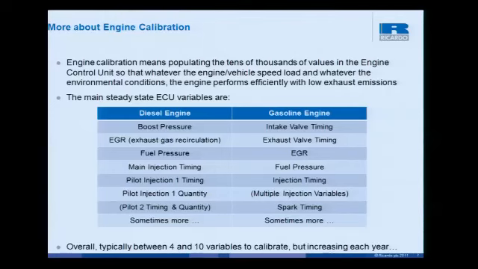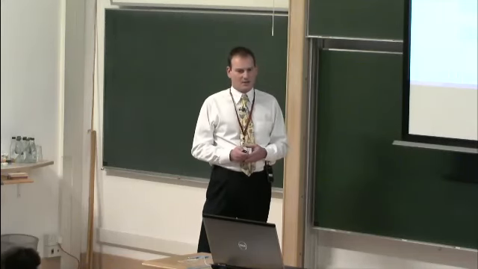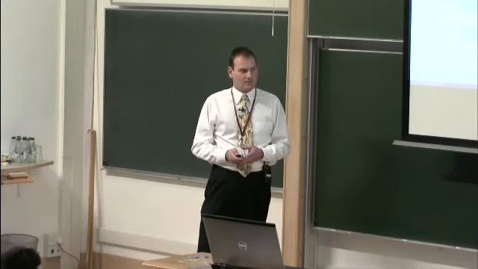So typically between 4 and 10 variables to calibrate, which is a nice number for applying DoE, and unfortunately the number of variables is increasing every year, and that will lead us on to one of the possible limitations in current methods that I'll talk about.